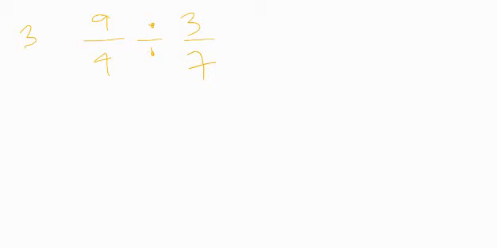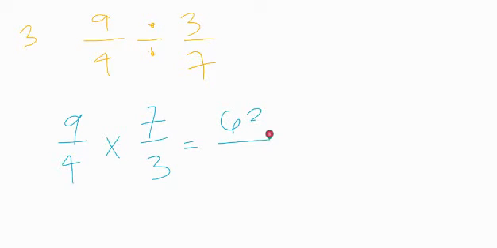So to see this in action, all we have to do is 4/9, change division to multiplication, and take the reciprocal. We multiply across, so 6 by 7 is 63, and 4 by 3 is 12.